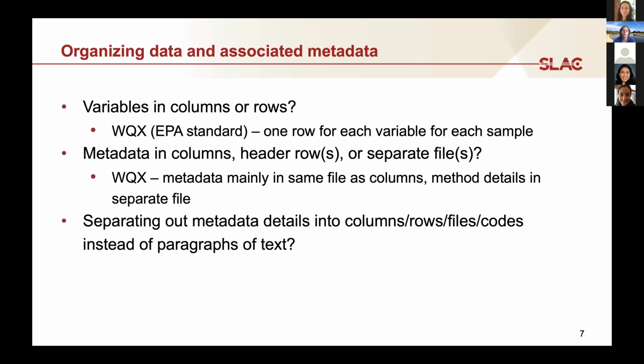For example, you could have your variables in columns, or you could have them in rows. So for example, the WQX standard, the EPA standard, has one row for each variable for each sample. And then they have the metadata, so most of the metadata, at least, are then in columns. So there are a lot of columns for each sample and each variable. And then they also have the method separated into a separate file.